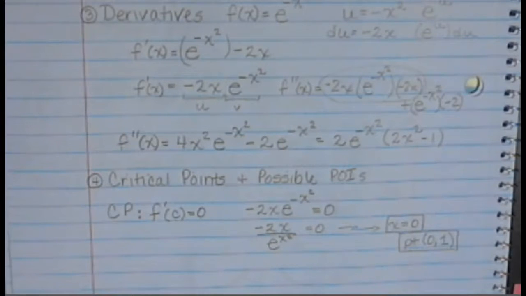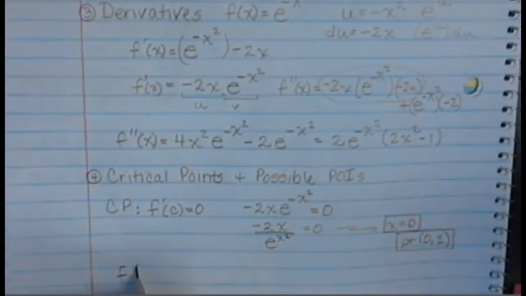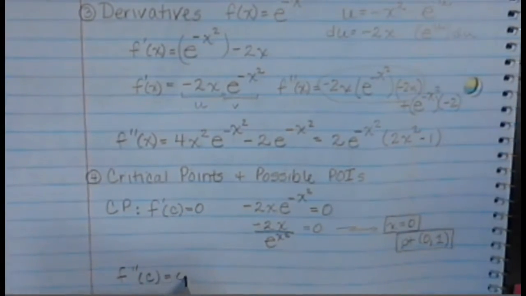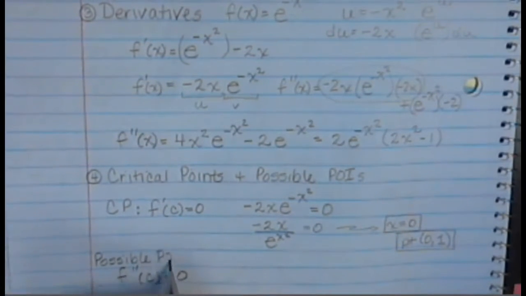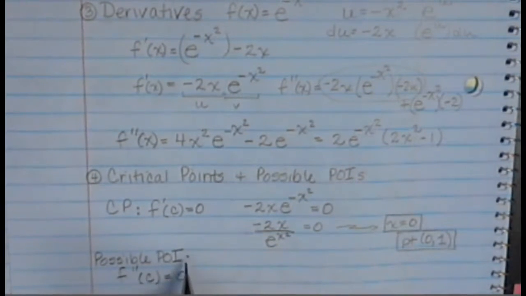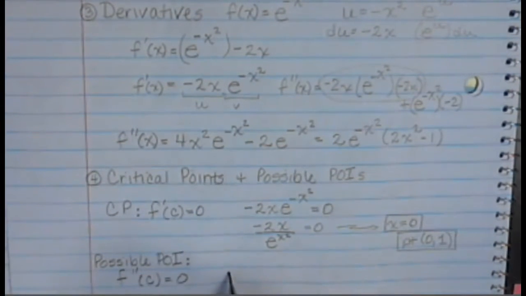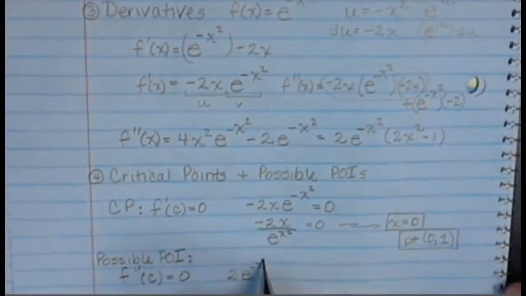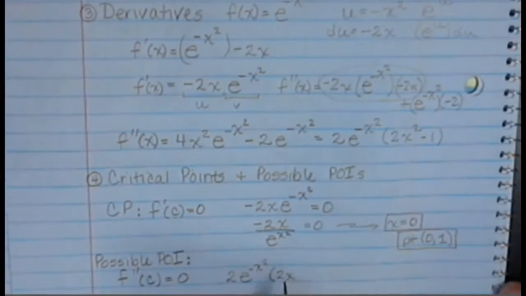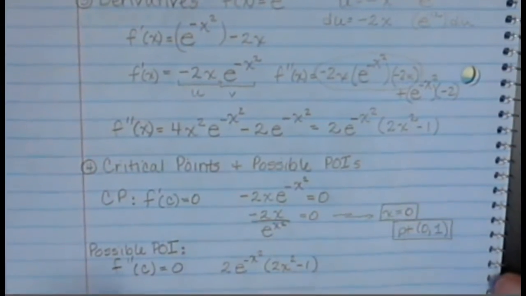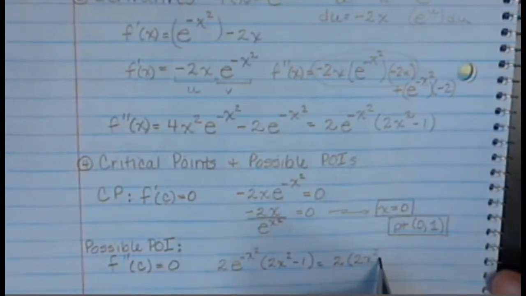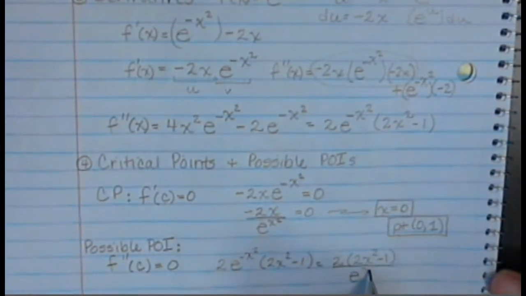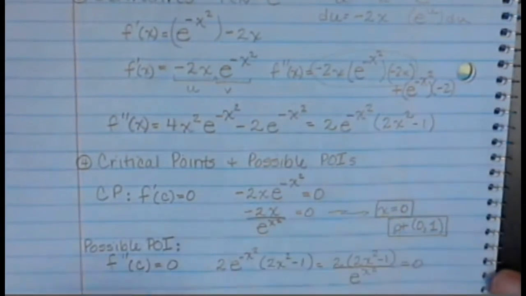So the next thing we need to do is also go find out when f double prime of some c is equal to 0. Remember, this is to find possible POIs. They're not guaranteed, but they're possible to find. So let's do that. So we have 2e to the negative x squared times 2x squared minus 1. Again, I'm going to put that in fraction form. So I have 2x squared minus 1 over e to the x squared. And the question is, when does that equal 0?